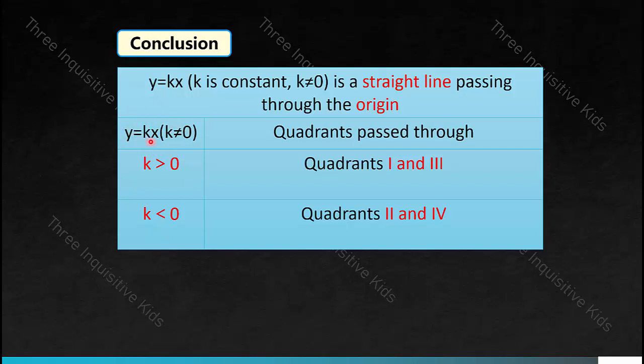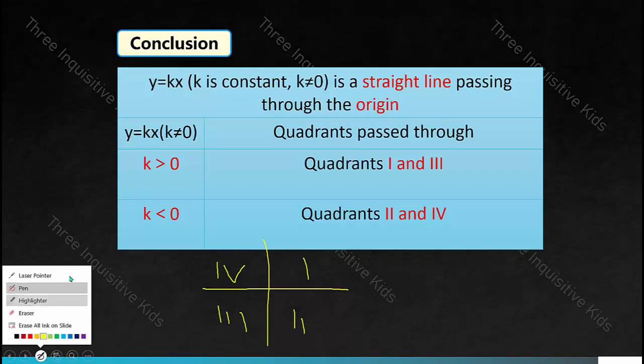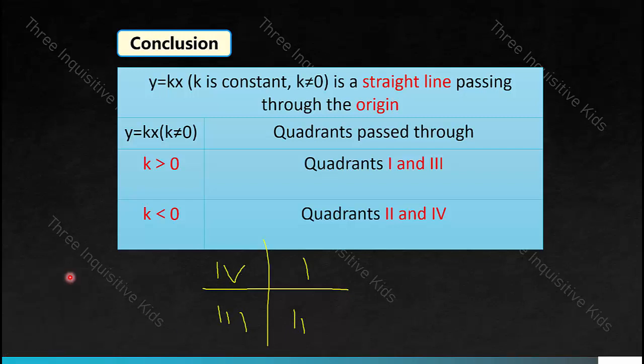This would be y = kx, where k is not equal to 0, and this column would be the quadrants that it passes through. So when k is greater than 0, the graph will pass through quadrants 1 and 3. What I'm talking about here, to review, is this coordinate plane. This would be quadrants 1, 2, 3, and 4. And when k is less than 0, the graph will pass through quadrants 2 and 4.